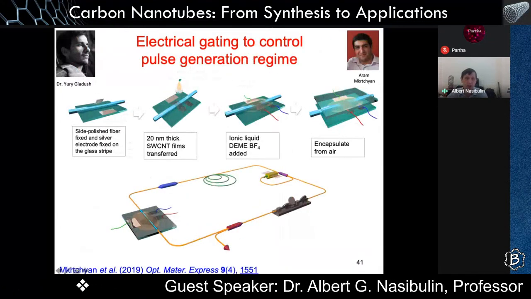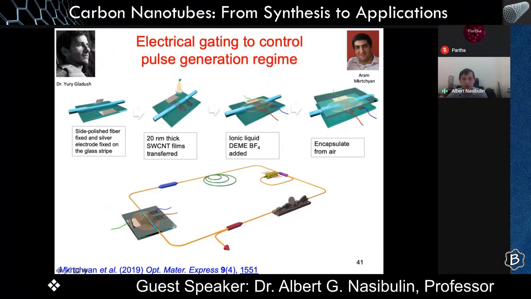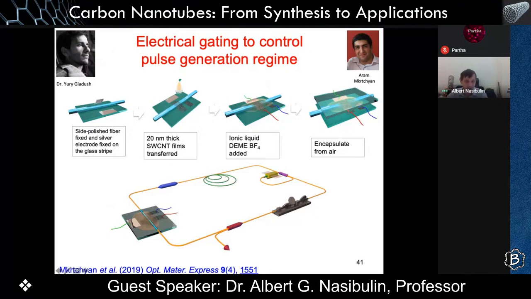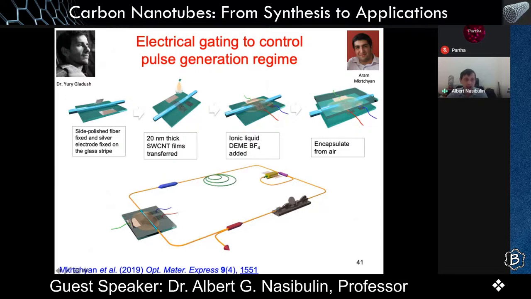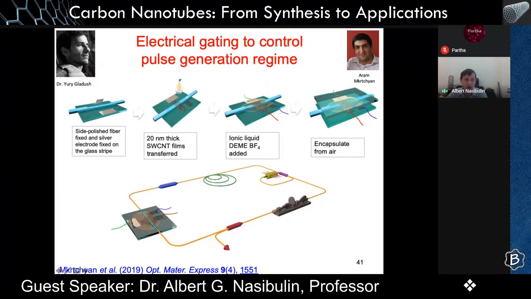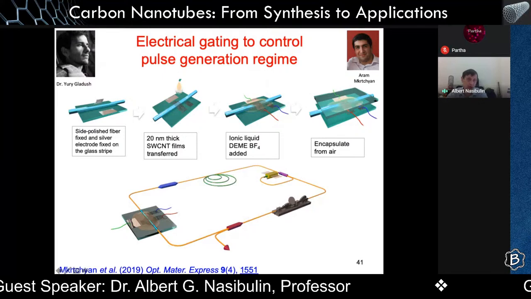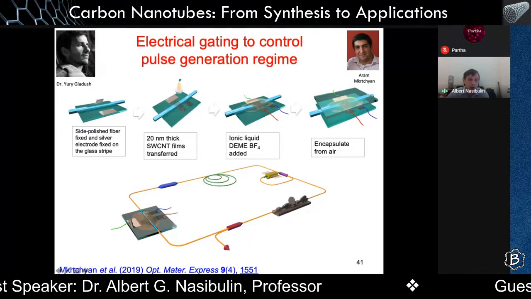How could this be applied? To make extremely fast lasers. If you take a fiber laser, this is an erbium laser, and polish one side till the core and deposit carbon nanotubes, then the carbon nanotubes could be used as a saturable absorber.